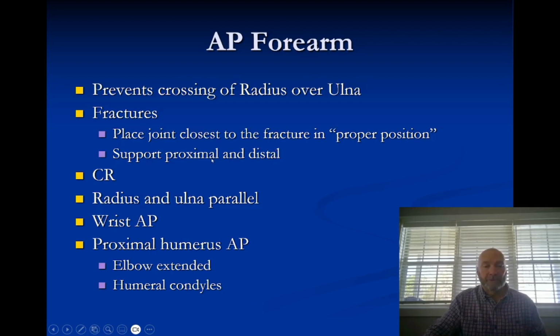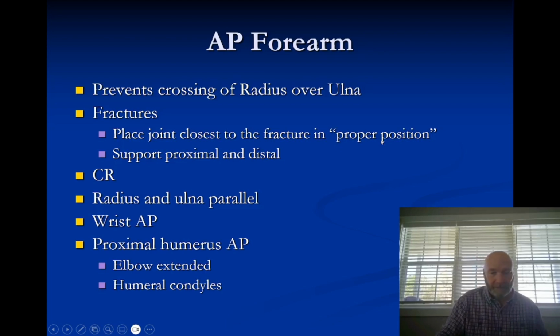With our fractures, if you have a patient who has a suspected fracture or an obvious fracture, what you want to do is support proximal and distal to the fracture. So you want to pick it up, not just in the middle, or have the patient just pick it up all by themselves. But if it's obviously an unstable fracture, you want to pick the patient's arm up as a unit, supporting proximal and distal. So if there is a fracture, then what you want to do is try to put the joint that's closest to the fracture in the proper position.